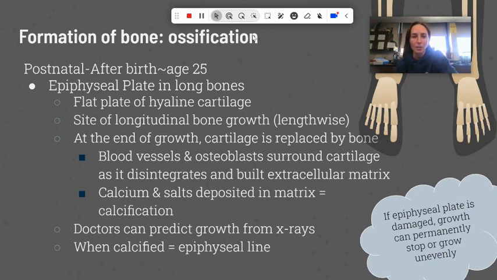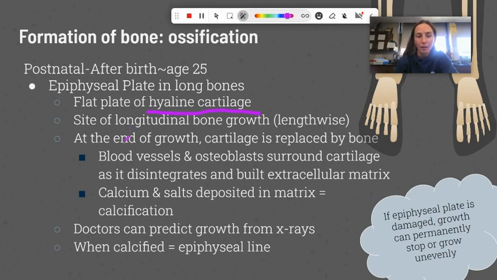And here's really what's going on. We're seeing that epiphyseal plate in long bones. So that was that spot in between the shaft of the bone and the end of the bone. When we are younger, that plate is made of cartilage, that hyaline cartilage. And this is exactly how the bones grow. This is the spot from where they're growing.